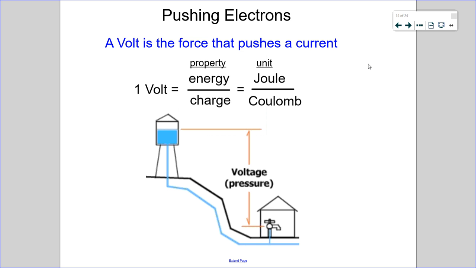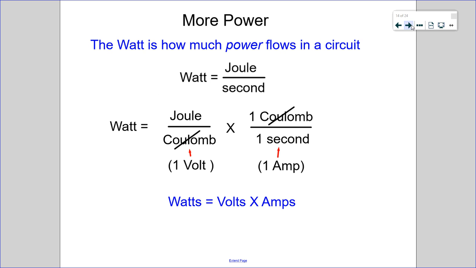Anyway, getting back to what volts are. Volts is what pushes electrons through a wire. It's kind of like a water tower pushing water down pipes. The bigger the voltage, the bigger the pressure. 1 volt is equal to a joule, which is a unit of energy, divided by a coulomb, which is a unit of charge.